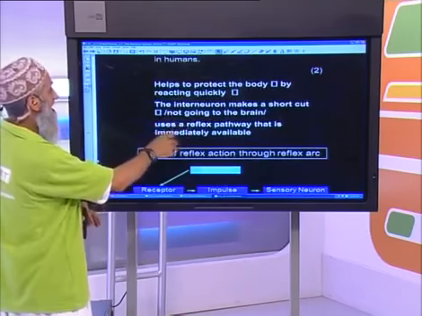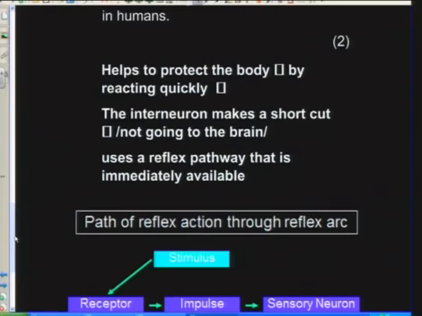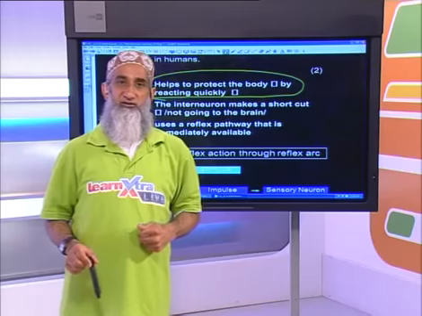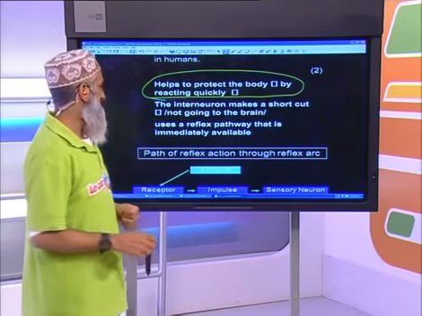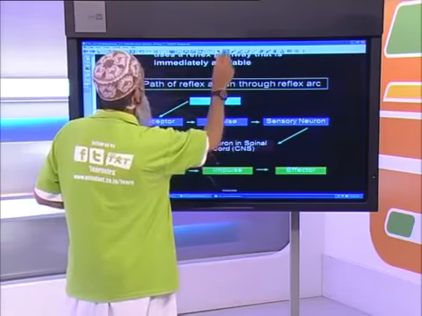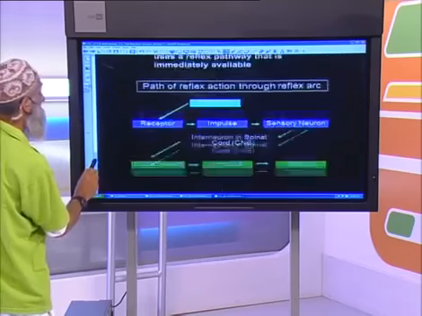So we're saying to use the reflex that's immediately available there. The main thing is this answer here. It helps to protect the body by reacting quickly, so as to prevent further damage. Let's now look at a bit of a summary of what a reflex action does.